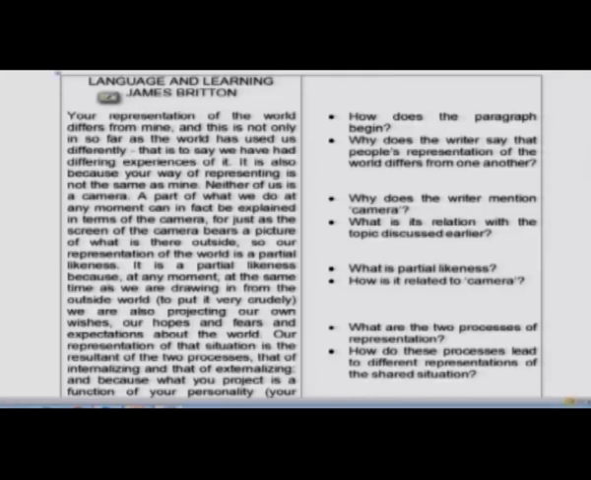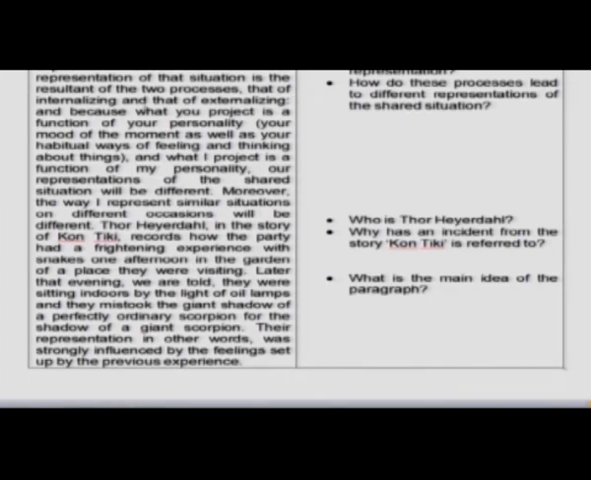It is a partial likeness because at any moment, at the same time as we are drawing in from the outside world, to put it very crudely, we are also projecting our own wishes, our hopes and fears and expectations about the world. Our representation of that situation is the resultant of the two processes, that of internalizing and that of externalizing. And because what you project is a function of your personality, your mood of the moment as well as your habitual ways of feeling and thinking about things, and what I project is a function of my personality, our representations of the shared situation will be different. Moreover, the way I represent similar situations on different occasions will be different.